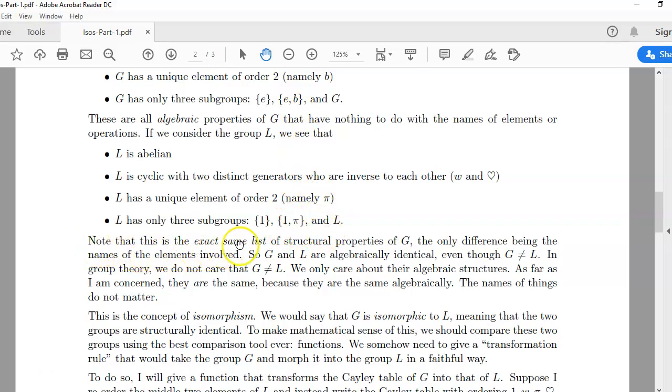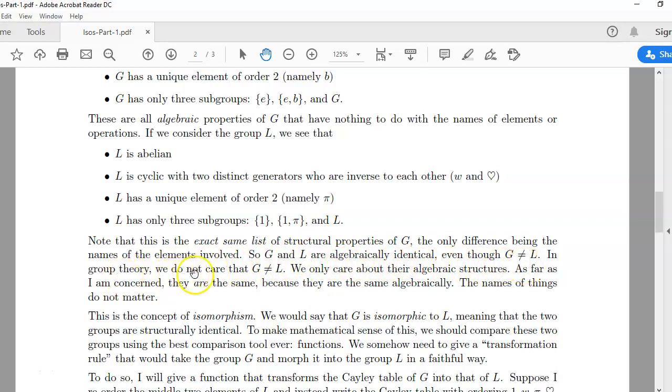So this is the exact same list of structural properties of G, just with different names. Instead of there being a unique element of order 2 called B, there's now a unique element of order 2 called pi. Well, who cares about the name? The name doesn't matter. Okay? So G and L are algebraically identical, even though they're different.